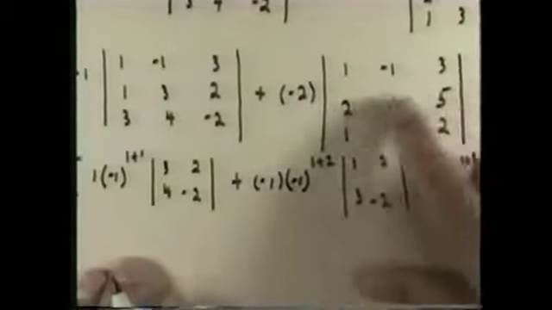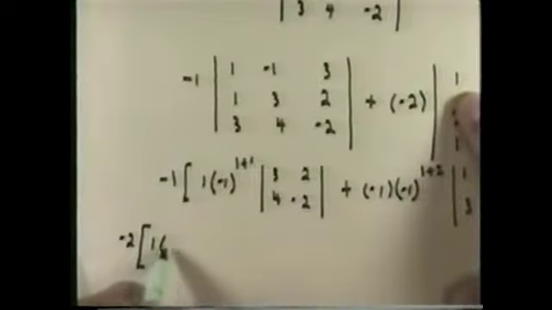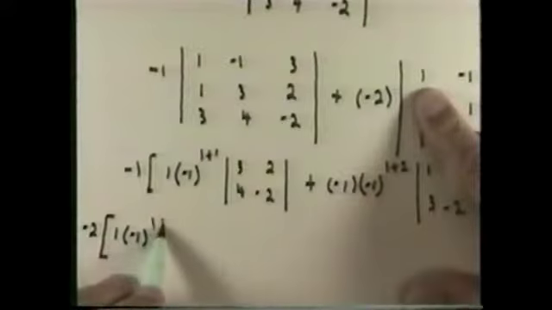And I'll pick row 1 again, so it's going to be negative 2 times 1, negative 1. Okay, that's row 1, column 1, so it'll be 1 plus 1 times the determinant if I take out row 1 and column 1. So it leaves me with 1, 5, 3, 2.